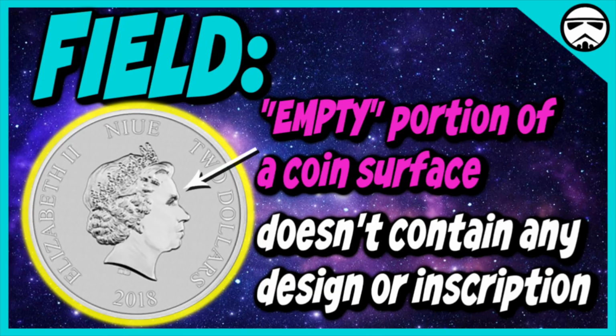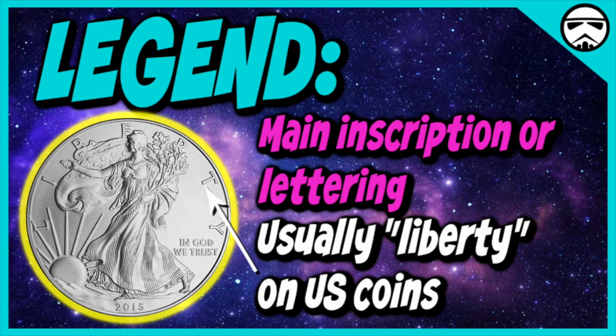The next part of the coin is the field, or fields, which typically are the flat, empty portions of a coin where there isn't any design or raised parts. The field is an important feature of the coin because wherever the field is, the raised parts or the relief parts of the coin give the coin its depth. So that's the field. The next term is called the legend, which is the main inscription or lettering. It often reads Liberty on United States currency. That is known as the legend.